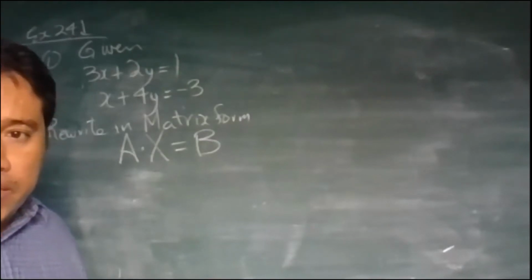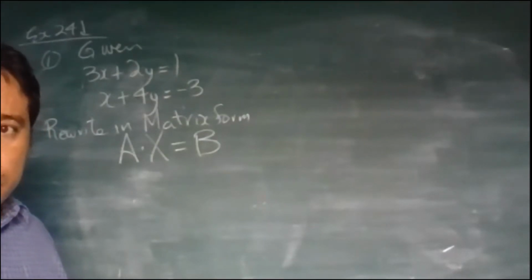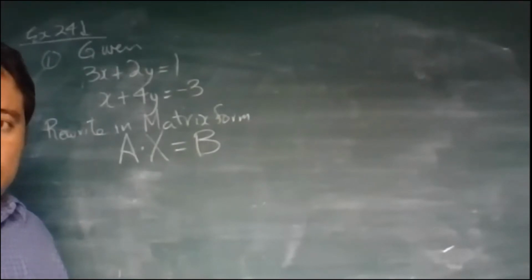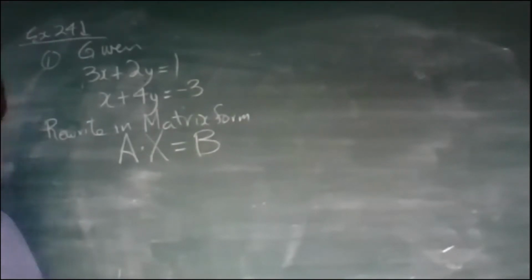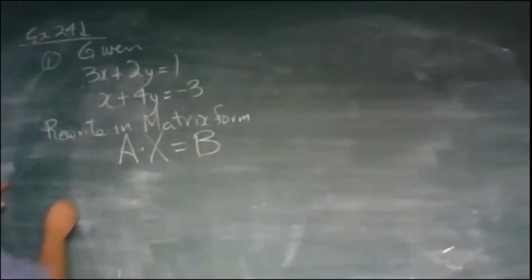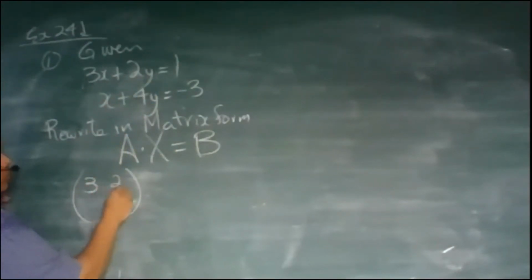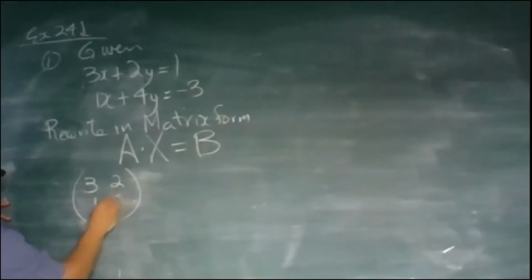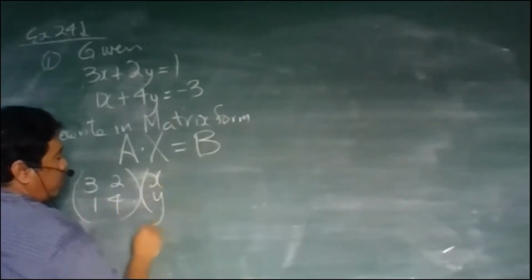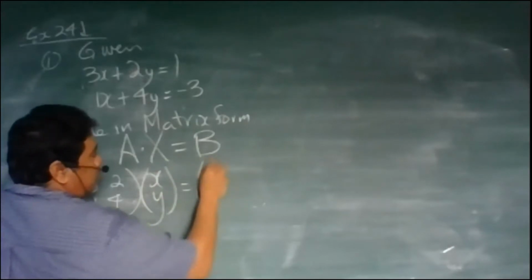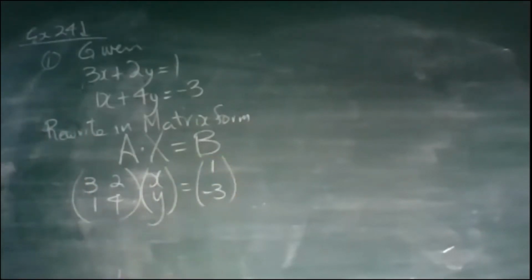That being the case, we're going to write the first matrix, which is A. To get the matrix, you just write these: 3, 2, 1, 4, times x, y, equals 1, negative 3. Because remember, we multiply row by column. So the 3 is paired with the x, the 2 is paired with the y.